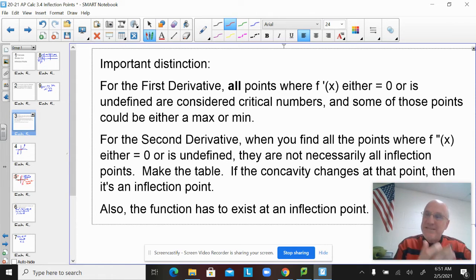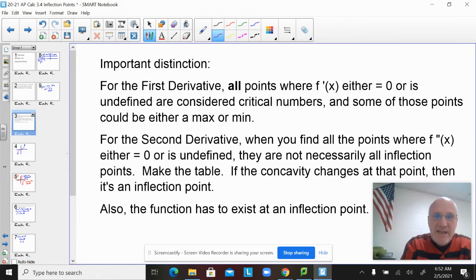And then you take those critical numbers and figure out which of those, if any, are maxes or mins. For the second derivative, you're still going to take the second derivative, and you're still going to find the points where it's undefined or where it is 0. And you're still going to then make that table and find concave up and down intervals. We did all that yesterday. But if it's an inflection point, it has to be a point where the concavity changed. If the concavity is up on one side and up on the other, then it's not an inflection point. So all the points where it equals 0 or isn't defined are not necessarily inflection points, only if the concavity changes.